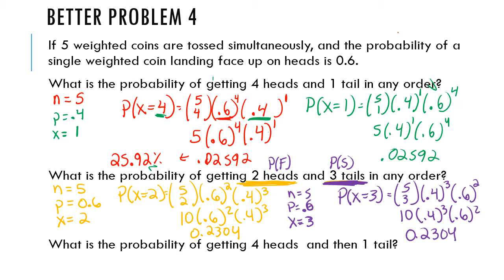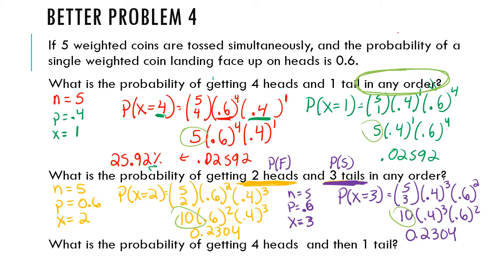It's all about what you're choosing to define as success and what you're defining as failure. Our last one here on the bottom is a little unique, and that's because it's not giving us a choice. You may notice earlier these problems said in any order. So this 5, this 5, this 10, this 10, it's showing all the different kinds of combinations you could have with those heads and tails and whatnot.